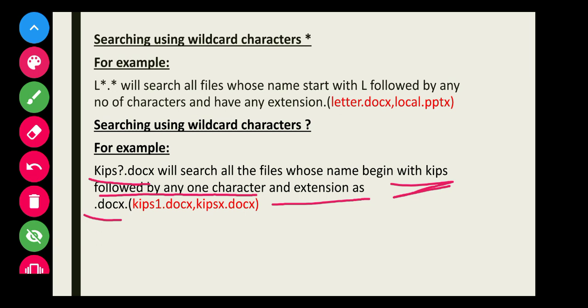Like in the example I have taken, KIPS1.docx, it starts with KIPS followed by only one character. The character used here is 1. Then the extension is .docx. Another example is KIPSx.docx. Here the word is KIPS, followed by one character x, with the extension .docx.